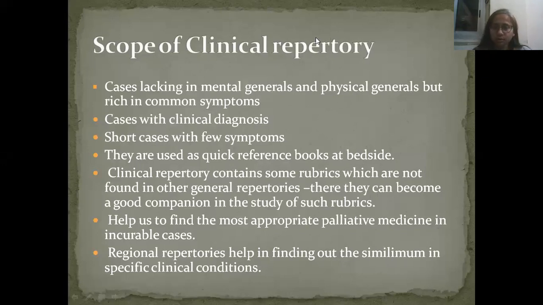So there are a lot of cases where we can use a clinical repertory, like short cases with few symptoms. They are used as a quick reference book at the bedside, and they also contain some rubrics which are generally not given in other repertories, so they can become a good companion in the study of such rubrics. So if you are solving a case with some other repertory and you're not getting any symptom which is given in rubric form in that repertory, you can just use these clinical repertories as a companion book.